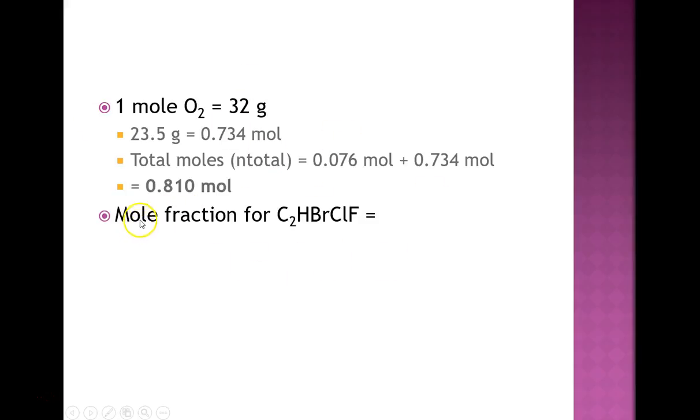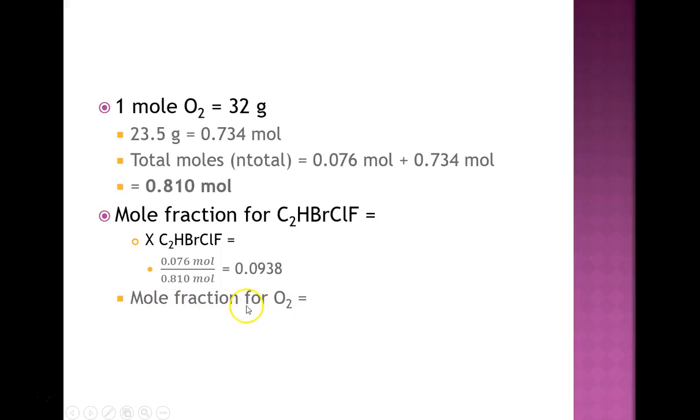So now we need to determine the mole fraction for halothane. Halothane's mole fraction is going to be the number of moles of halothane, which we calculated as 0.076, divided by the total number of moles in the gas, 0.810. Put that in your calculator and we're going to come up with 0.0938. So this is halothane's mole fraction within the gas.